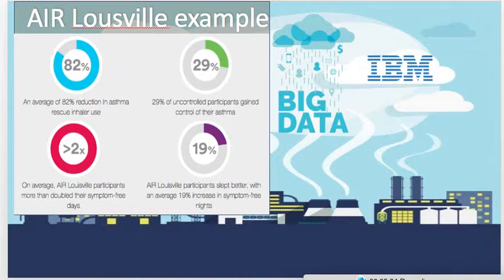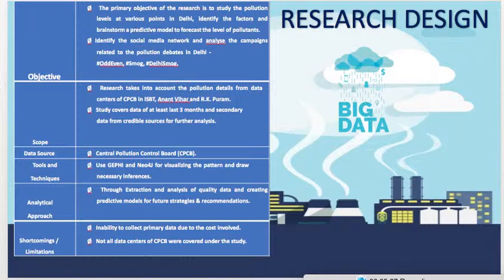So through this research report, these are the objectives that I'm trying to cater to. The primary objective is to identify the pollution levels at various points in Delhi, though we cannot cover all the areas. We are trying to cover the important parts. Identify the social media network and analyze the campaigns related to the pollution debates in Delhi. So over here, what we are trying to do is we had a lot of debates on the topics of the odd even campaign or even the Delhi smoke, when the Twitterati is going berserk when something or the other happens. So we are trying to cater to that problem.